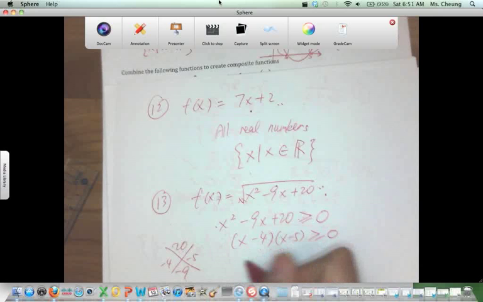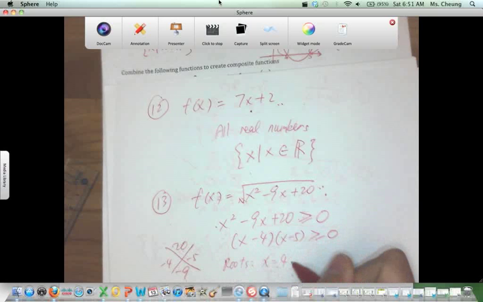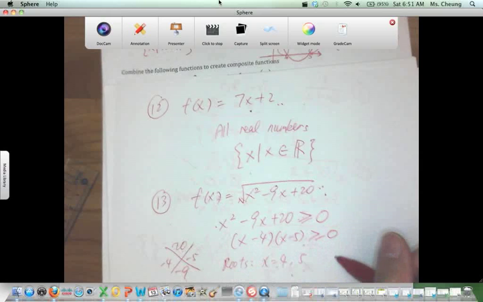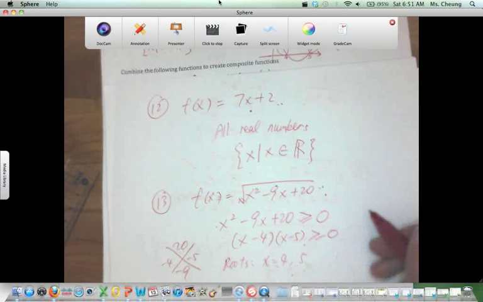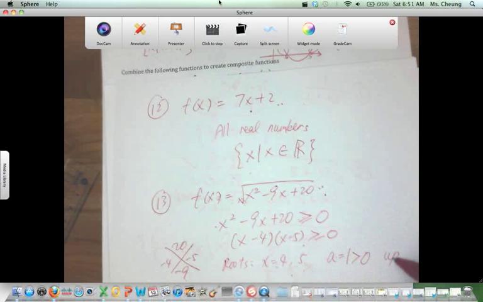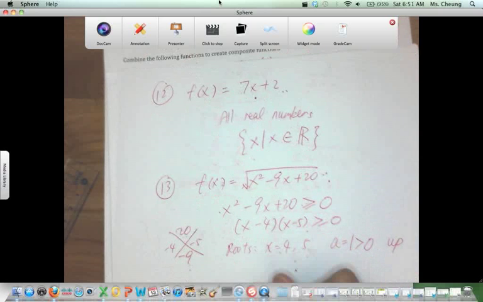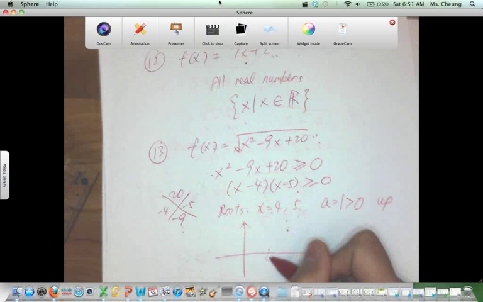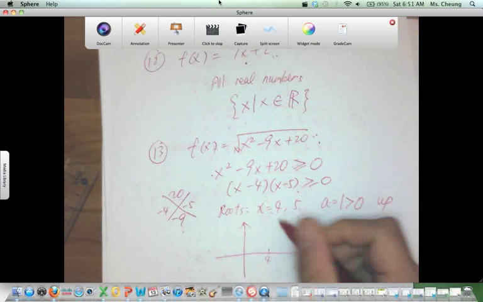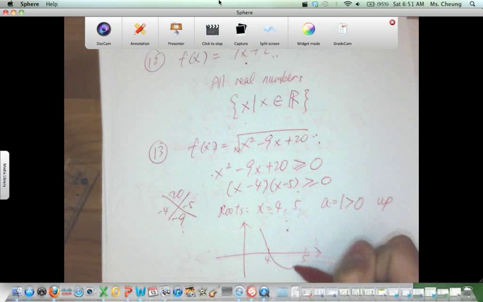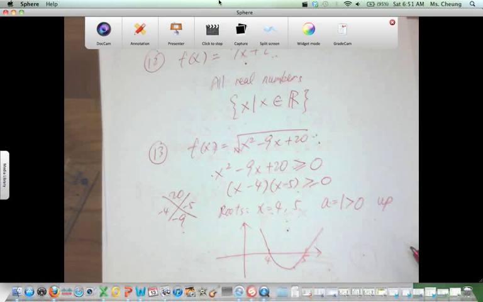If I want to graph it, I want to find out what my roots are, which is x equals 4 or 5, because I need to use the zero product property, ZPP. And then a equals 1, which is greater than 0, so my graph opens up. When I graph it, I'll have my x-axis and y-axis, and the roots will be 4 and 5. It opens up, so my graph will cut through these two points and open up.